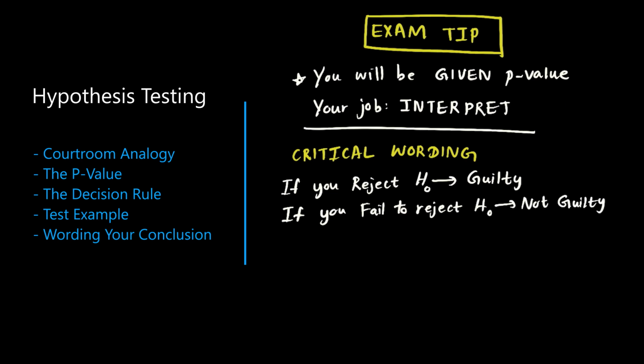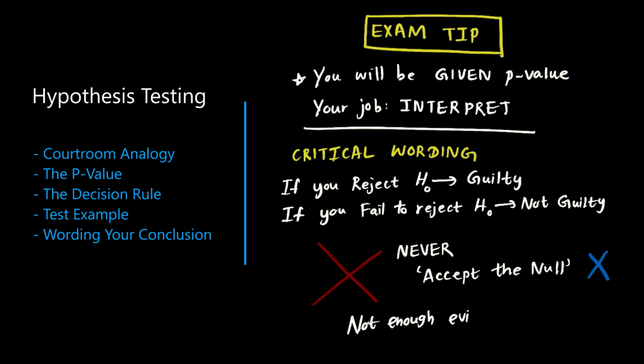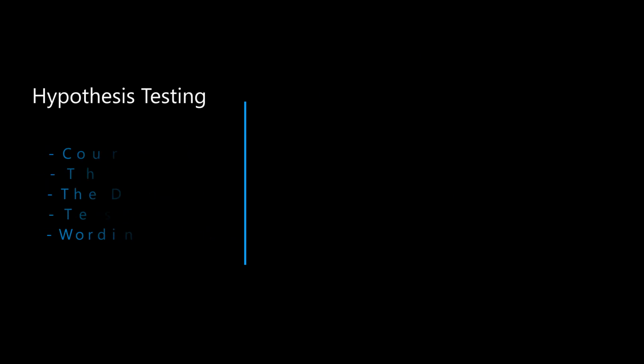Remember, we never, ever accept the null hypothesis. Think of the courtroom again. A jury never finds a defendant innocent. They find them guilty or not guilty. If we fail to reject the null, it doesn't mean it's true. It just means we didn't have enough evidence in our sample to prove it false. This distinction is subtle, but it's the mark of someone who truly understands hypothesis testing.